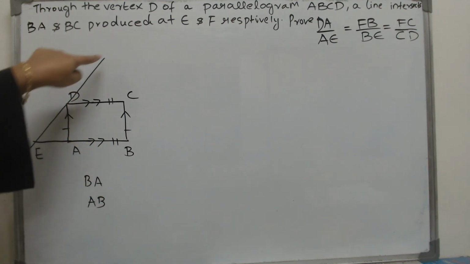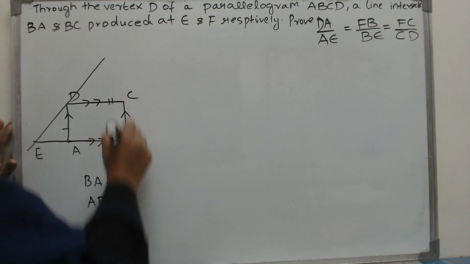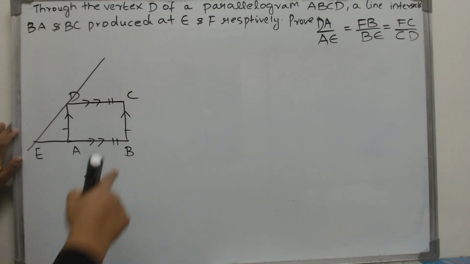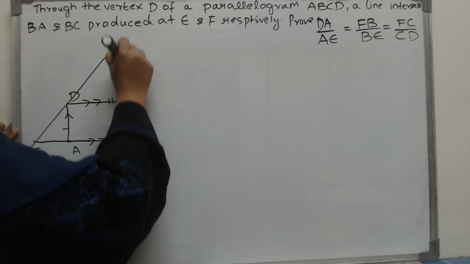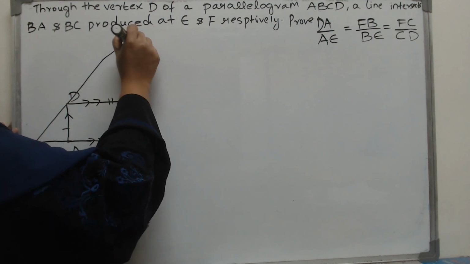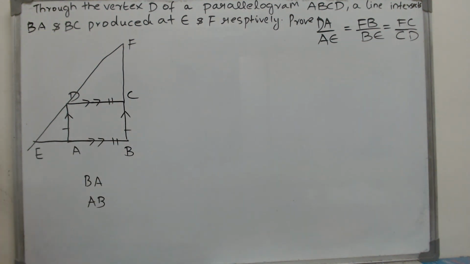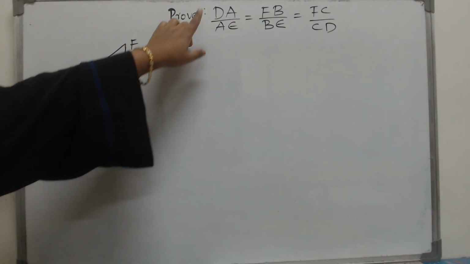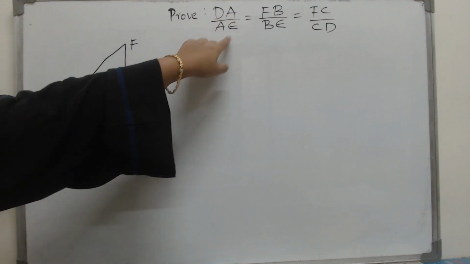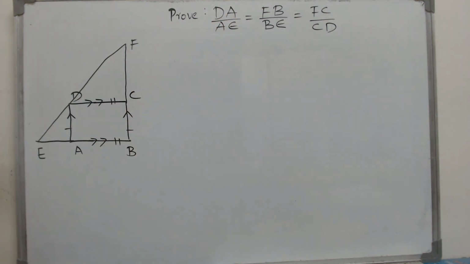And then what does this part do? It meets BC. Remember, not CB. BC produced, it meets it at the point F. Now you have to prove that such a ratio is true. What we have to prove is that the ratios of these line segments are equal to one another.